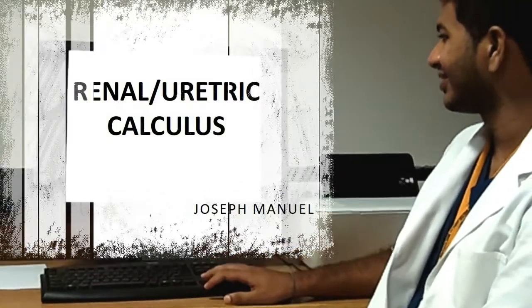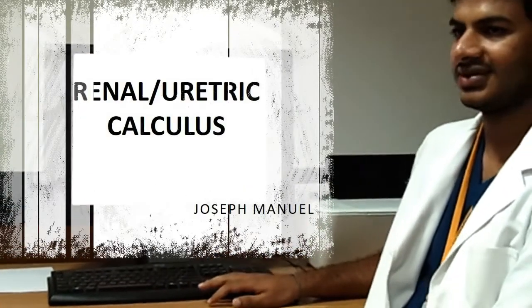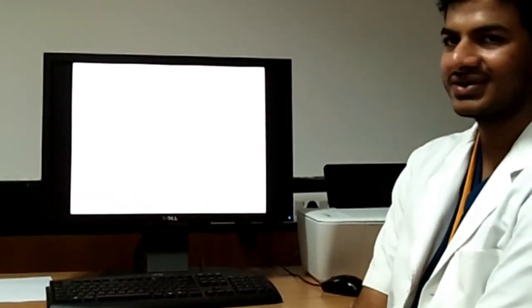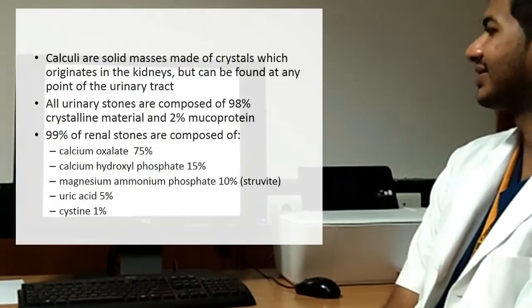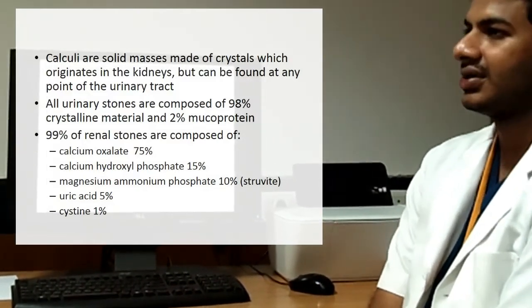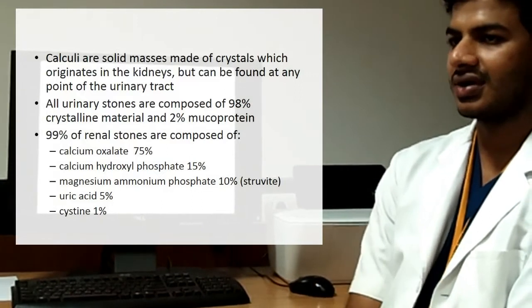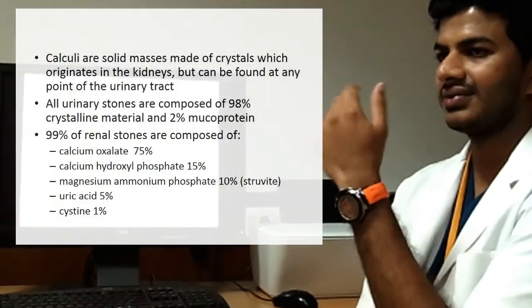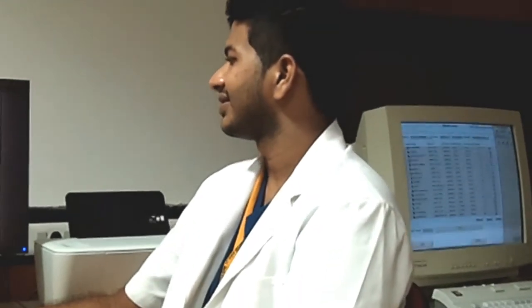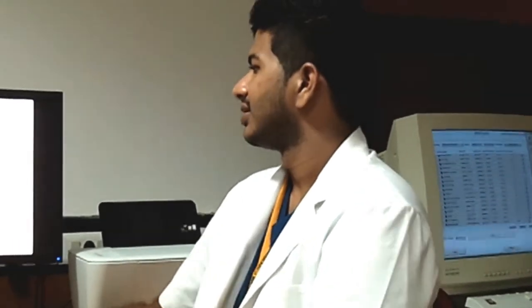Let's talk about renal ureteric calculus. What is it? Calculi are solid masses made of crystals which originate in the kidney. Later they can come down anywhere in the renal tract. They can be found in the ureter, VUJ, or urinary bladder.